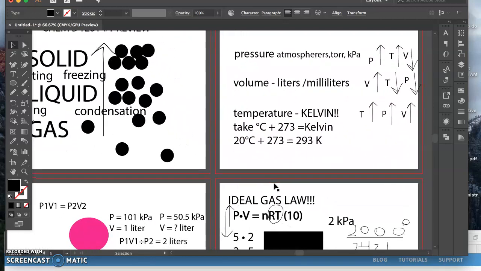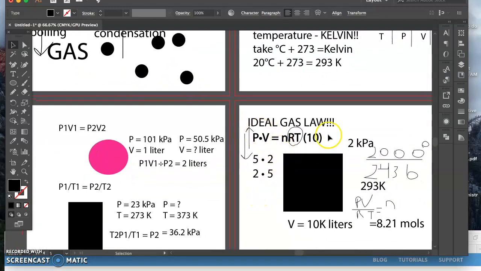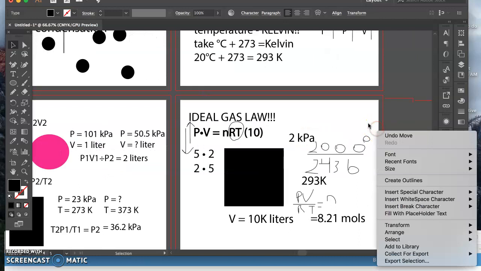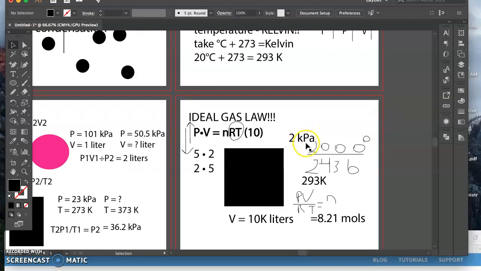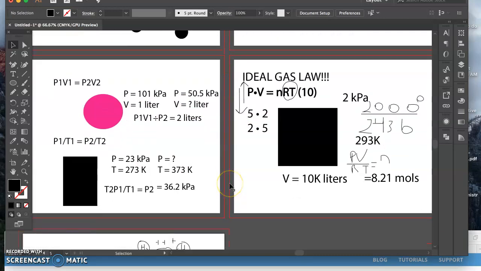If you don't want to memorize all those formulas, memorize the one. PV equals nRT. If P goes up, V has to go down. If P goes up, T goes up. If V goes up, T goes up. And then be able to solve problems using this ideal gas law, which we showed you right over here.